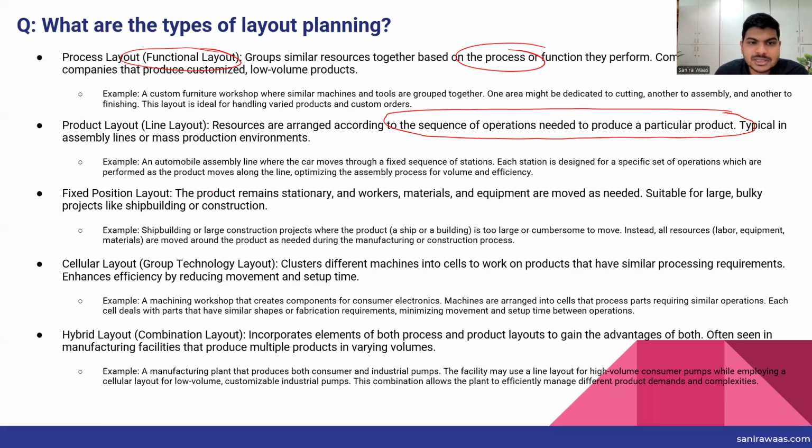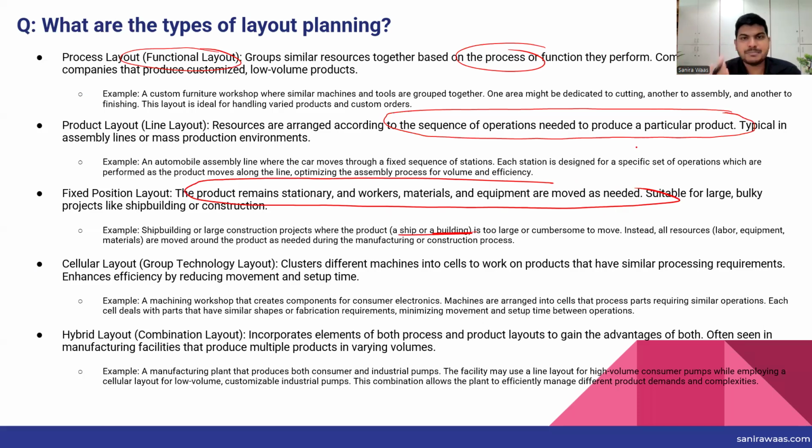Next one is fixed position layout where the product remains stationary and everything comes closer to you. Example, ships, right? The product is there and the materials are brought to it. That is how a ship is built, right? The ship does not move from place to place, but a car moves from place to place, right?